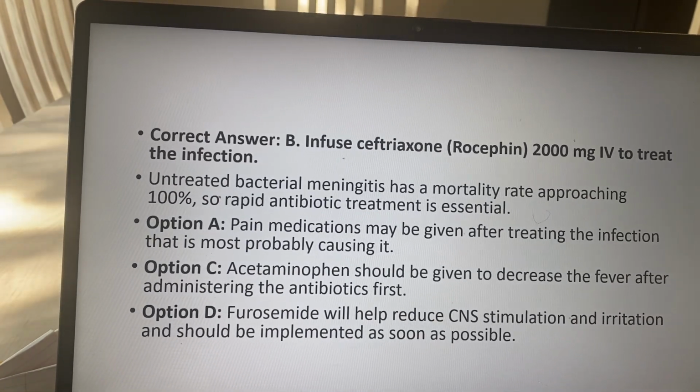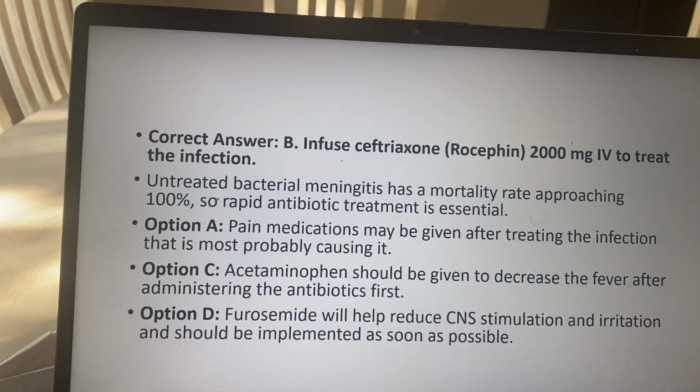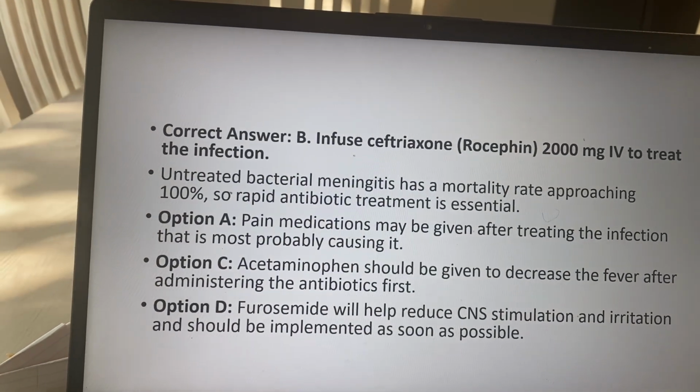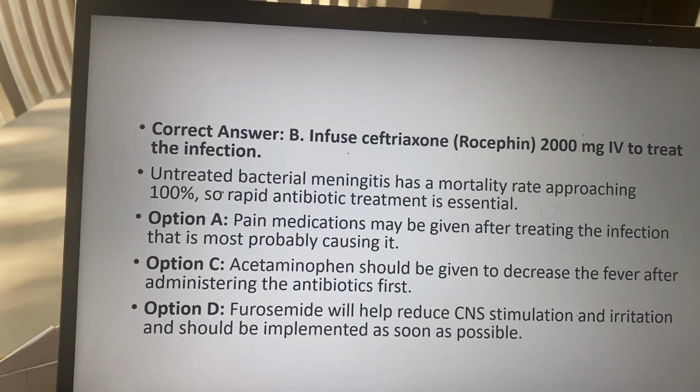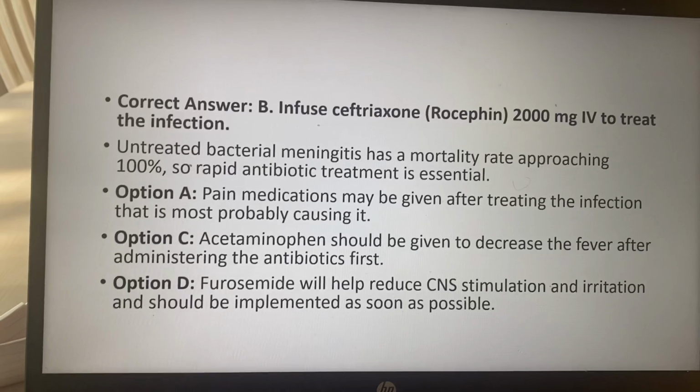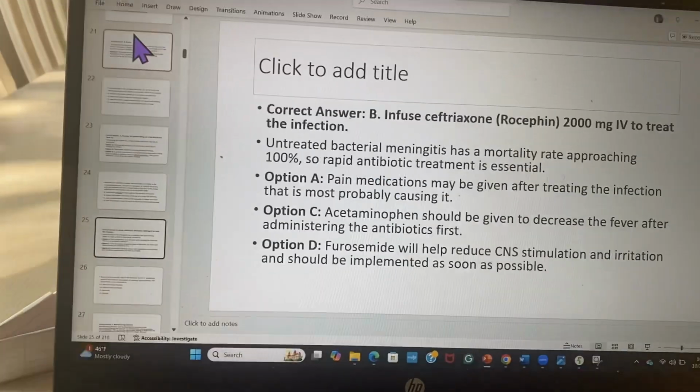Pain medications can be given to help with fever, to help with pain, and we can definitely use Lasix to reduce CNS stimulation, as you see on this rationale. So I'm going to get out of that.